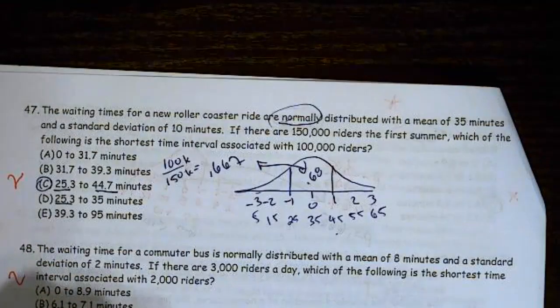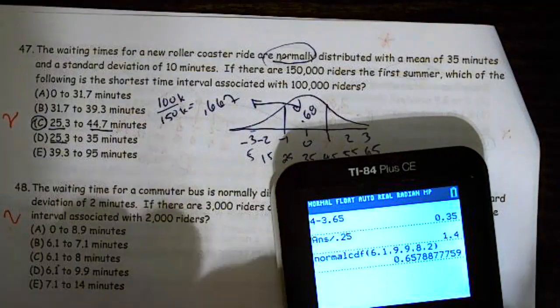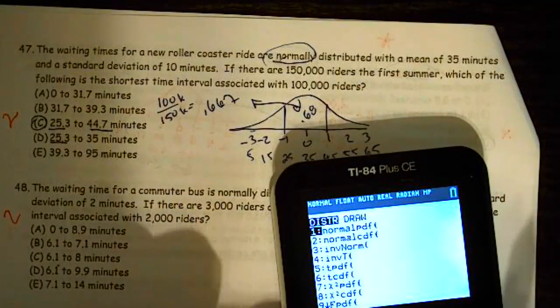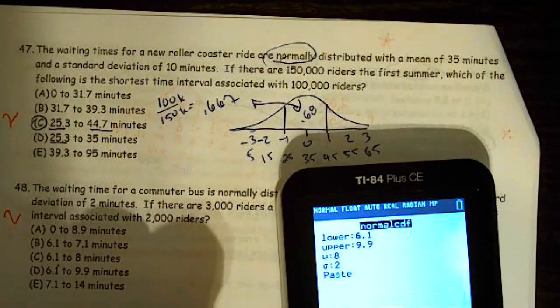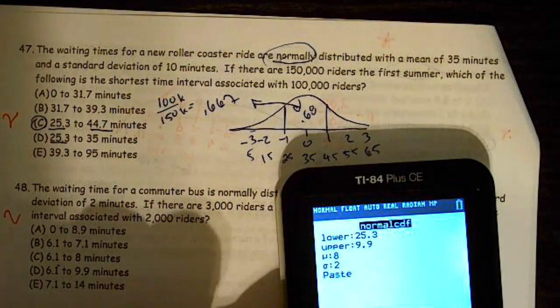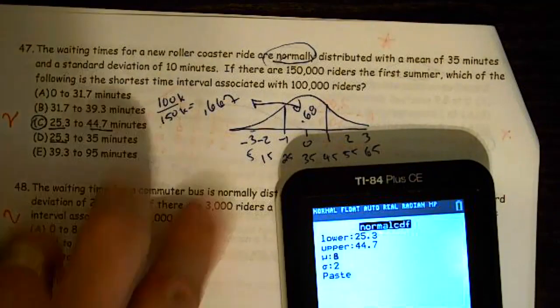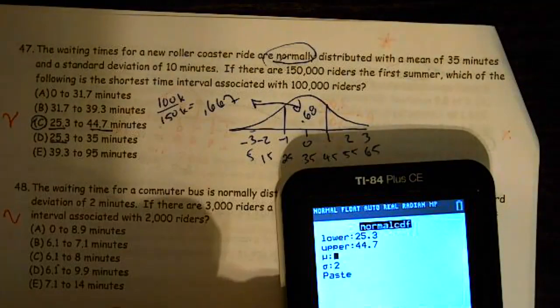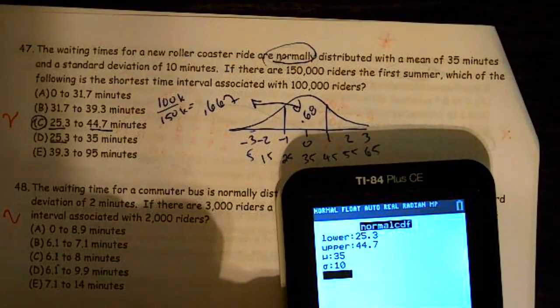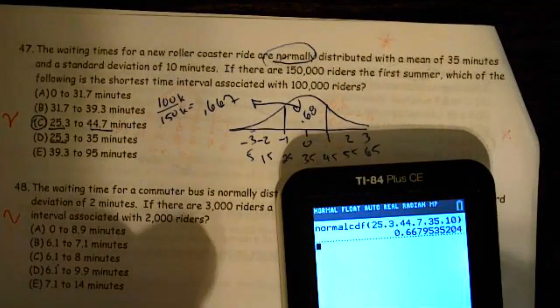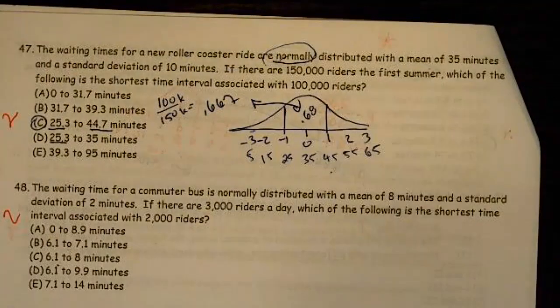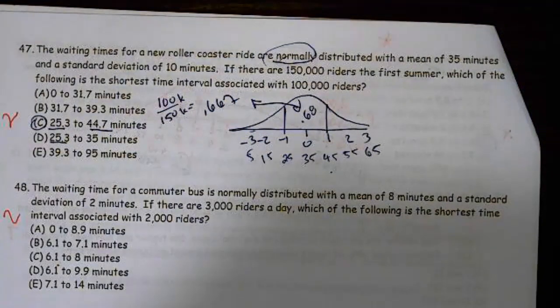And if I put that in as a norm CDF, second vars, normal CDF, lower happens to be 25.3, upper 44.7, mean is 35, and the standard deviation they told me was 10. When I do that, 0.667, right on the money. That looks pretty good. All right. So that's another one that's pretty important. It's very much like the one we just did.